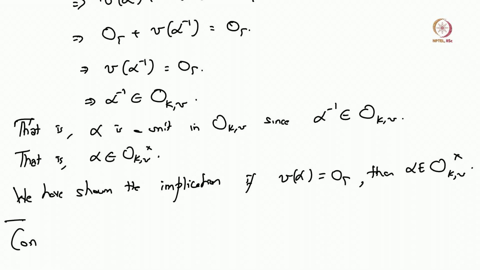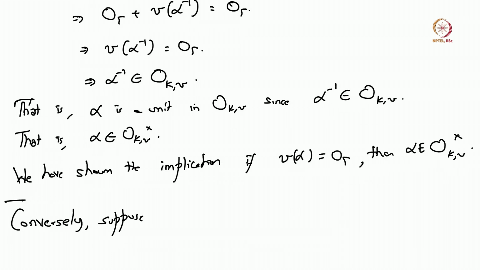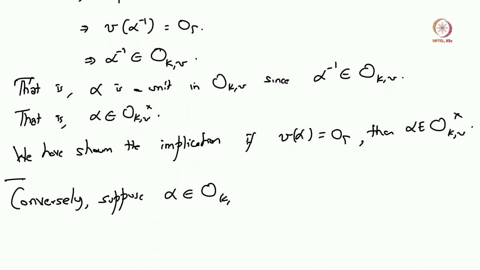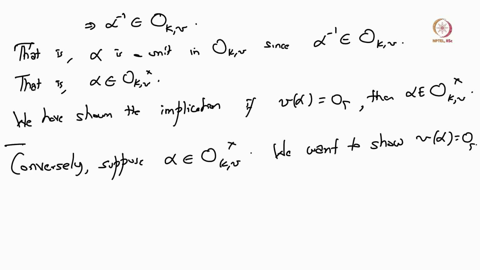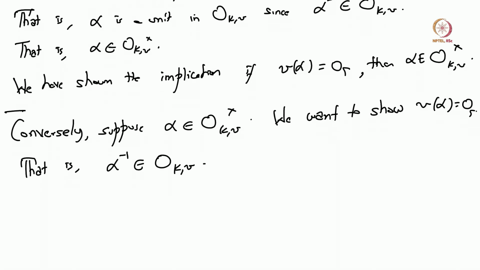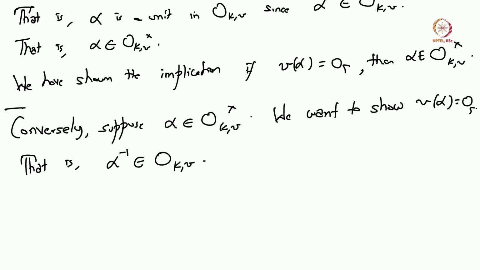Now conversely, suppose alpha is a unit in the valuation ring. We need to show that its valuation is 0. We want to show that the valuation is the identity element of gamma. So what does it mean for it to be a unit? Its inverse also belongs to OKV, and since both alpha and alpha inverse belong to OKV, what do we have?